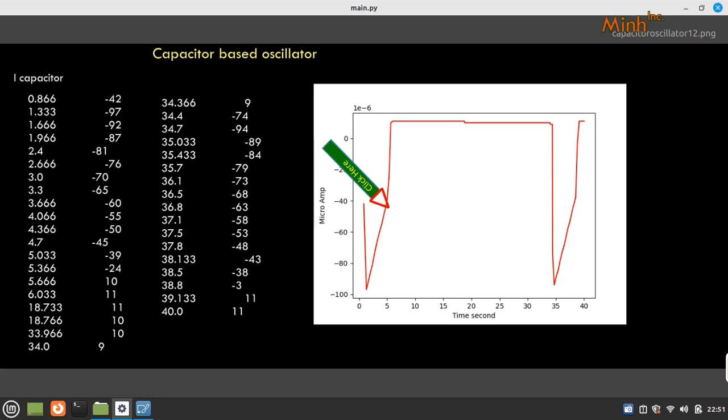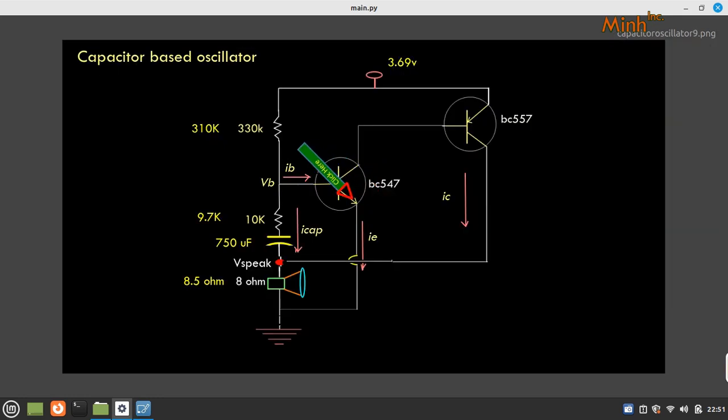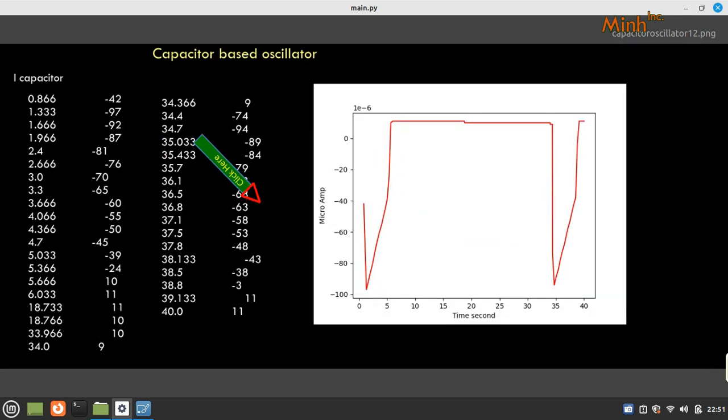Minus means the capacitor has two types of current. One current comes from the voltage source, in this direction from top to bottom. When the capacitor is discharging, the current goes from bottom to top, so it shows as negative. When it is charging, it is around 11 microampere, then 10, then 9 microampere, and then suddenly, when the transistor becomes active, the capacitor starts discharging immediately.